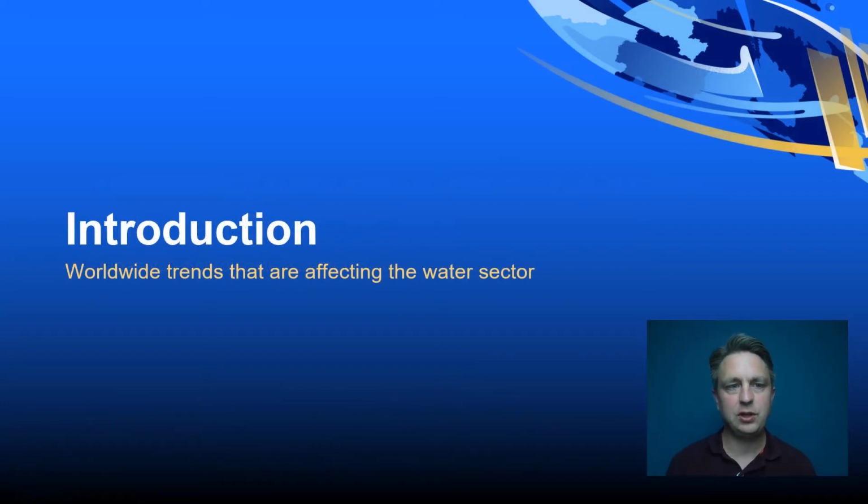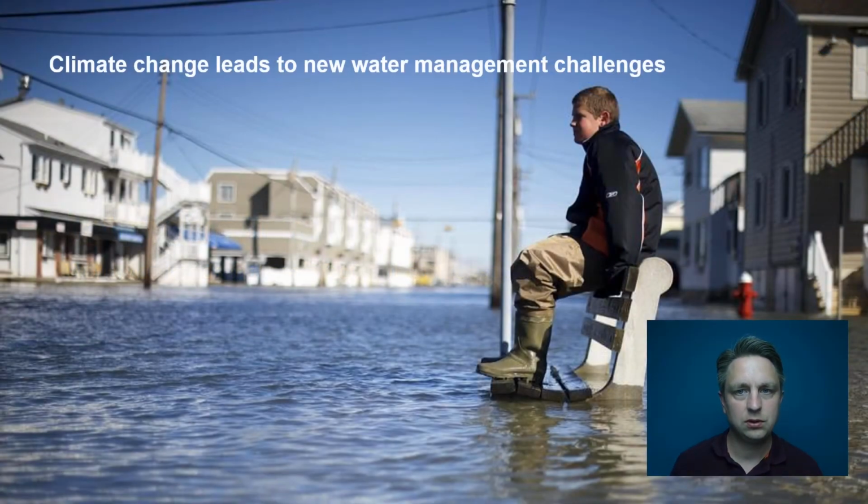So let me start by introducing a few worldwide trends that are affecting the water sector. First of all, climate change. We see an increase of precipitation, also more scattered precipitation. You can have heavy rainfall in one part of the city and be dry in another part of the city. Also, you see an increase in droughts, floodings, and sea level rise. All this together leads to new water management challenges worldwide and especially in the Netherlands.